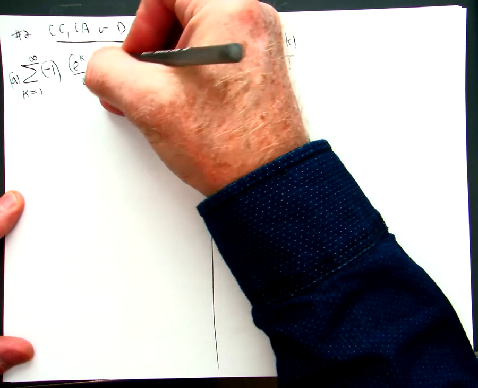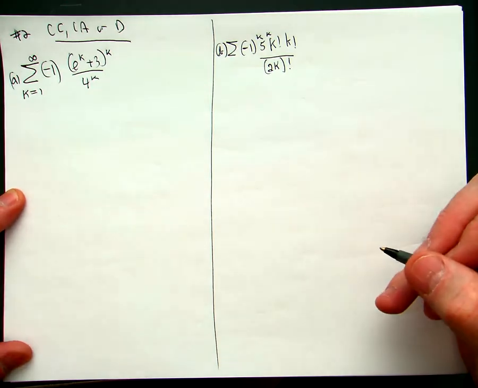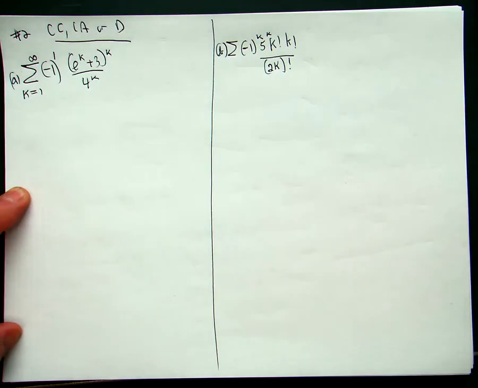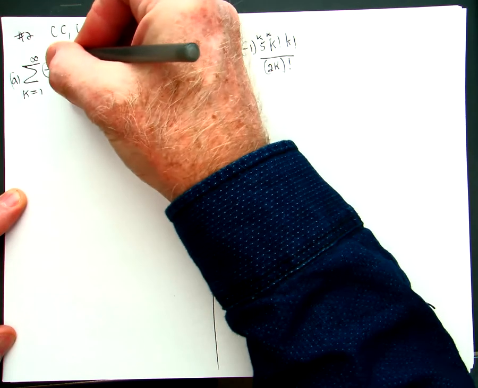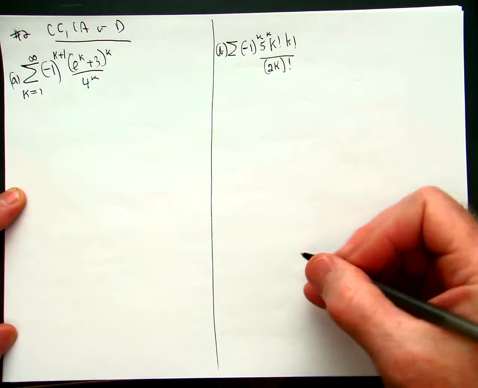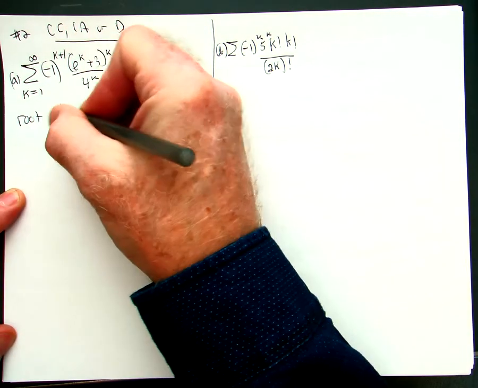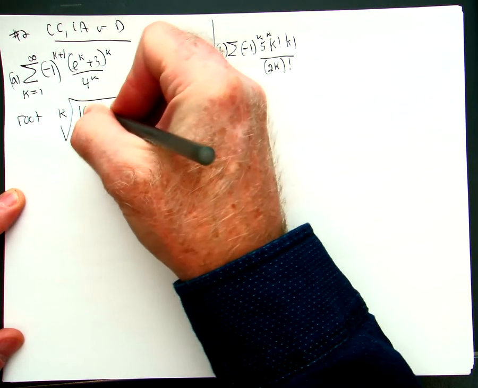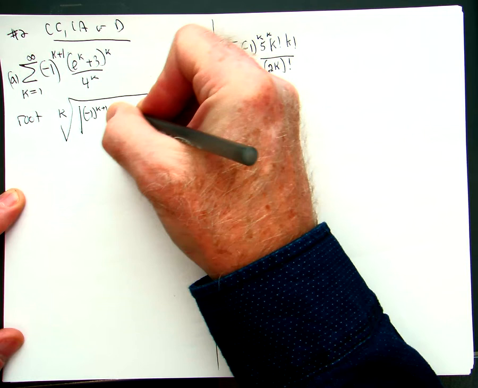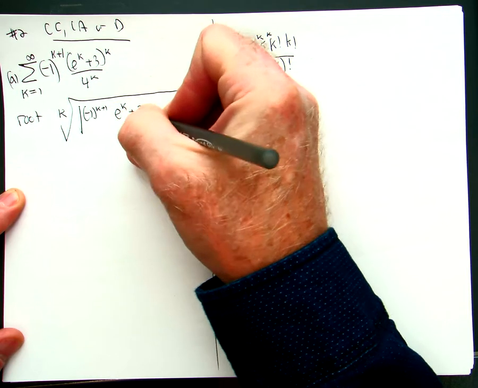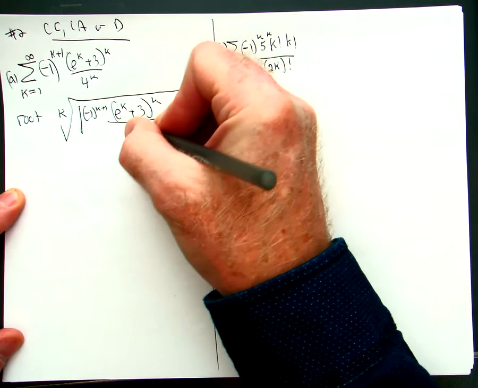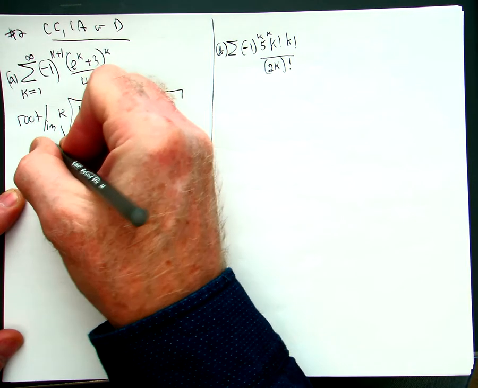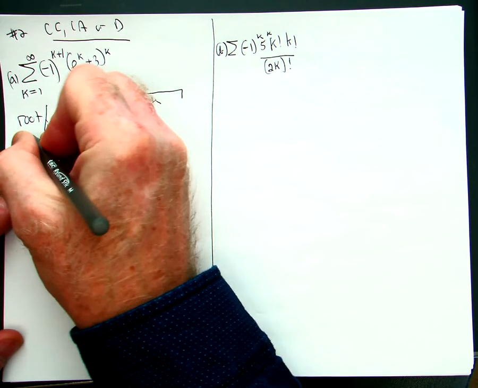Okay, so the first one, what I had in mind here was a root test, but some people had some interesting ideas which I accepted. Let me just finish writing that down. I got interrupted, I guess. So I'm going to use a root, and I'll talk about the other ideas. So it's going to be the kth root of the absolute value of e to the k plus 3 to the k over 4 to the k. So I want to take this limit, and that's going to be equal to rho.